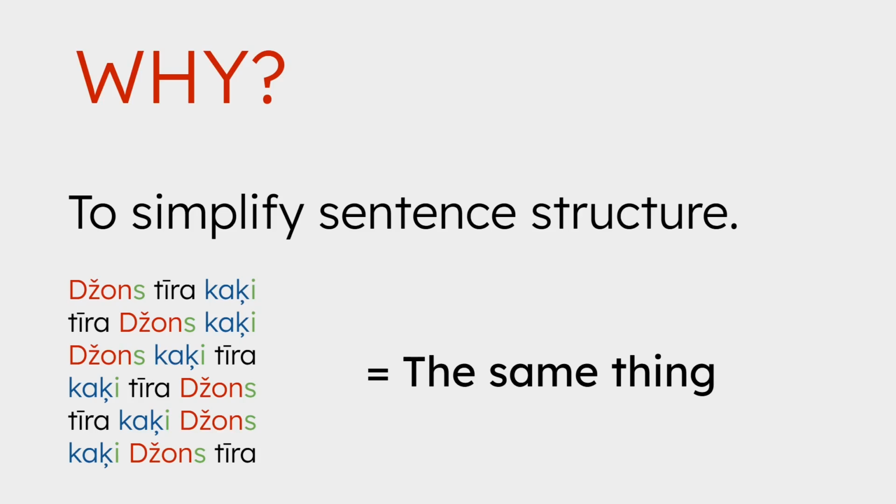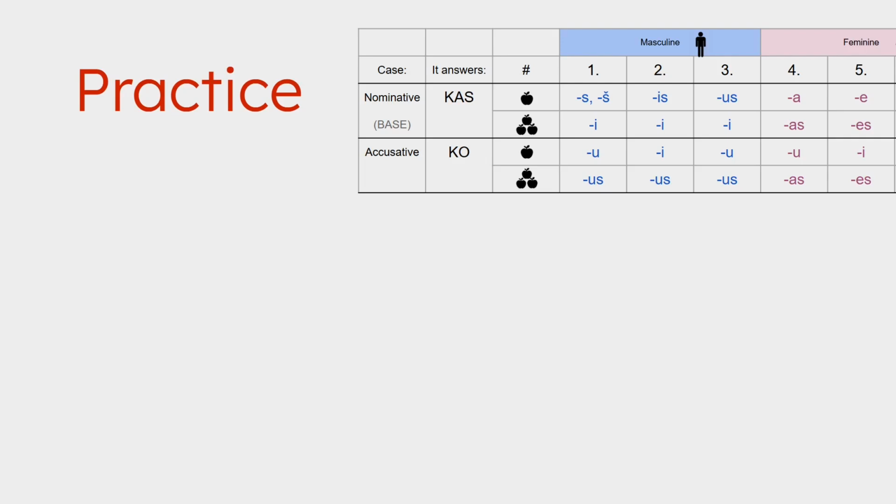So why? This chart is huge, this chart is complicated. Why bother with all of these crazy declensions? Well, it's to simplify the sentence structure, so that Johns tira kaki, tira Johns kaki, tira kaki Johns, and kaki Johns tira, those all mean the same thing. Because of the information that we've put into the word, we know what is happening without having to make sure it's in the correct order. It seems like a lot to learn, but as you keep practicing, it will become second nature.